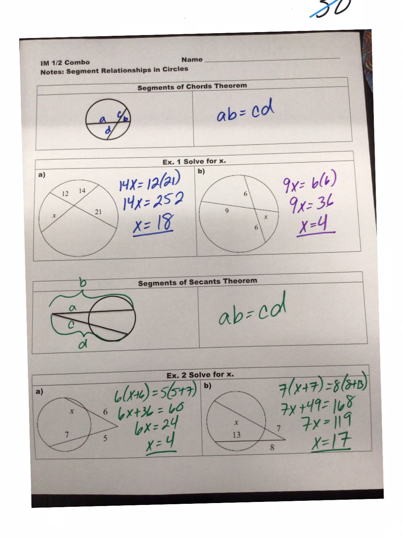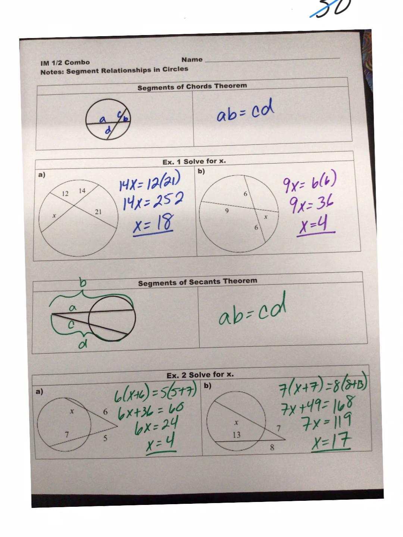All right, so looking at example 2a, the parts are 6 and 5. The whole, we'd have to add the 6 and the x, and we'd have to add the 5 and the 7. So we get 6 times x plus 6 equals 5 times 5 plus 7. So I'm going to distribute my 6, and I get 6x plus 36 equals 60. Subtract 36 and get 6x equals 24. Divide by 6 and x equals 4.